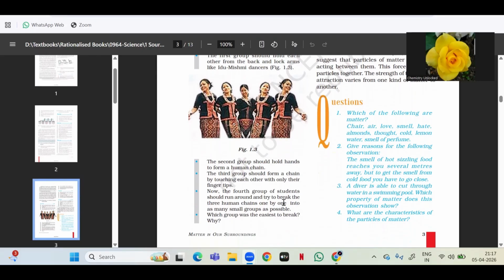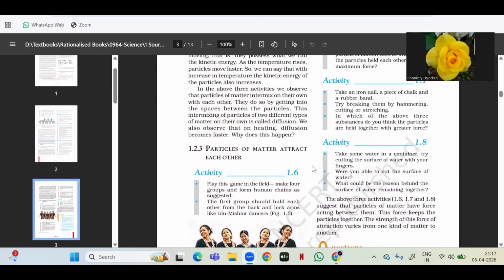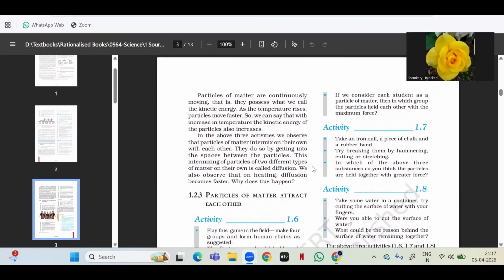And what is the fourth group supposed to do? It has to run around those 3 groups and try to break the human chain of the 3 groups one by one. Right. Which group was easiest to break and why? So it is obvious that the group which was touching each other with their fingertips is the easiest group to be broken.